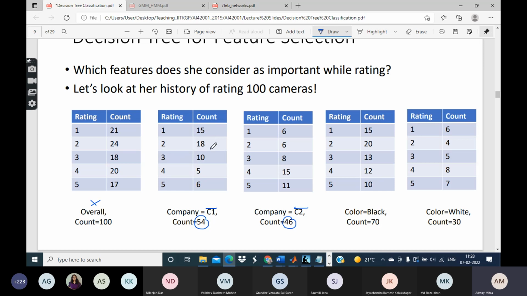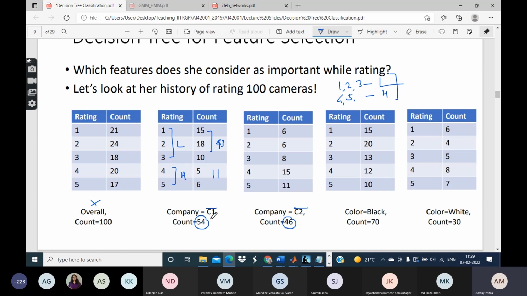the ratings in both the cases. As you can easily understand, in the case of company C1, she is usually giving low ratings more commonly: 15, 18, 10. Let us say for now that I will consider 1, 2 and 3 ratings as low, and 5 and 4 as high. I am just for the time being binarizing my data set. So we can say that the frequency of the low ratings is 43 out of 54, and the frequency of the high ratings is only 11 out of 54.